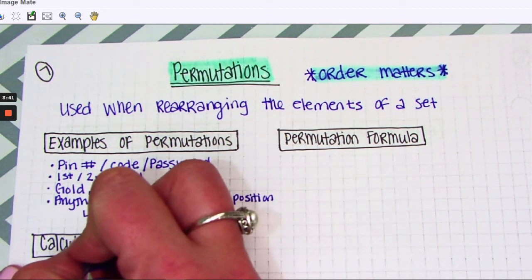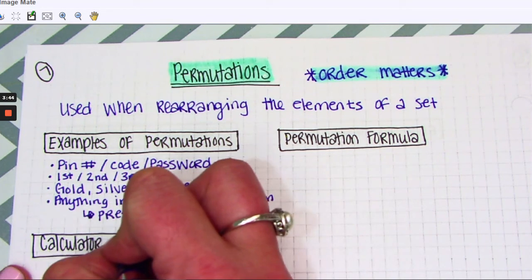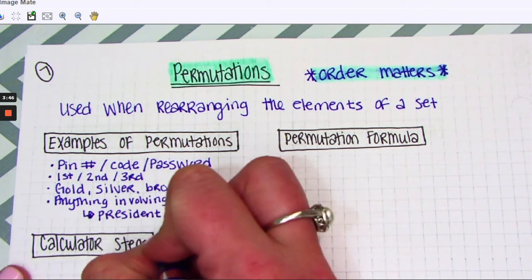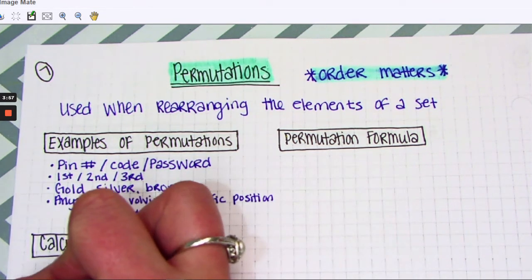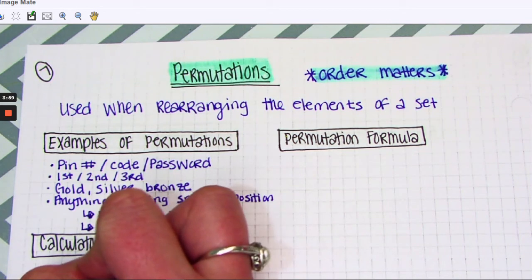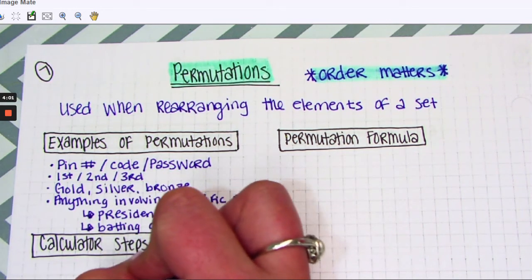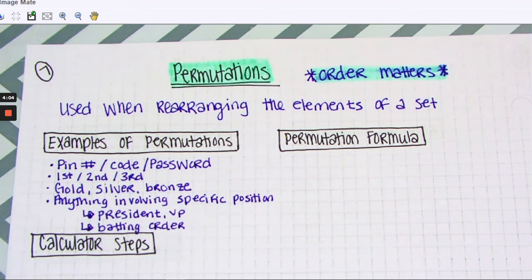An example could be like president and VP. If you were elected vice president, you don't want to randomly be given the title of presidency by accident, okay? So president, vice president, that is an order. Another one that we don't think about is batting order. So if you play baseball, you're in a certain order. You rotate people. You don't want to skip batting order, okay? So anything that involves order, where it makes a difference the way you put it in, that's a permutation.